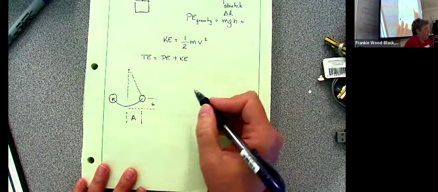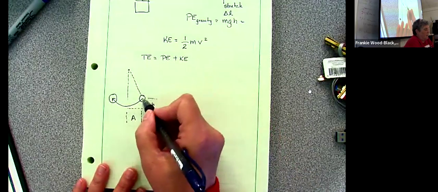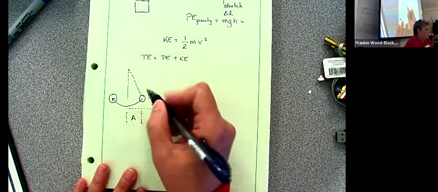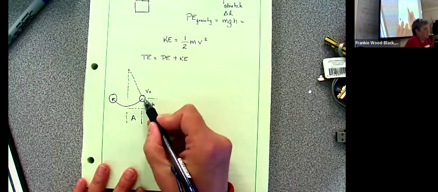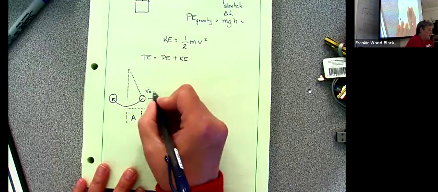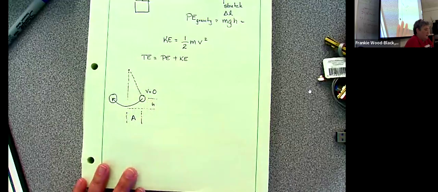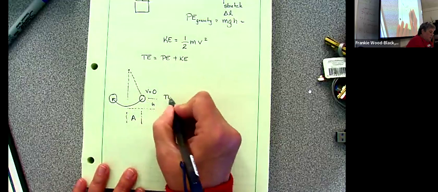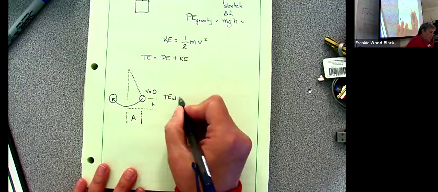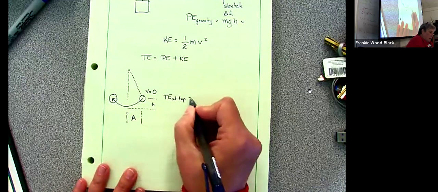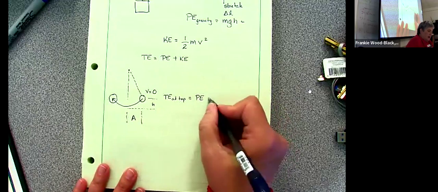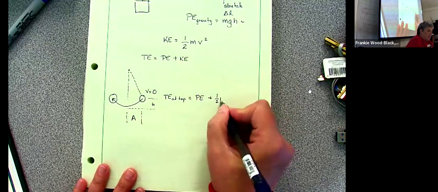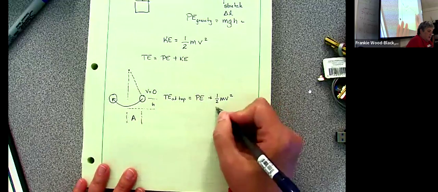Now, just a reminder, when I get to the top of this spot, we know what the velocity is. Because I'm headed this way, and at the very instant I'm at the top, all of a sudden I reverse back this way, so my velocity is equal to 0. So the total energy at the top is going to equal just the potential energy, because my 1/2 mv squared is equal to 0.